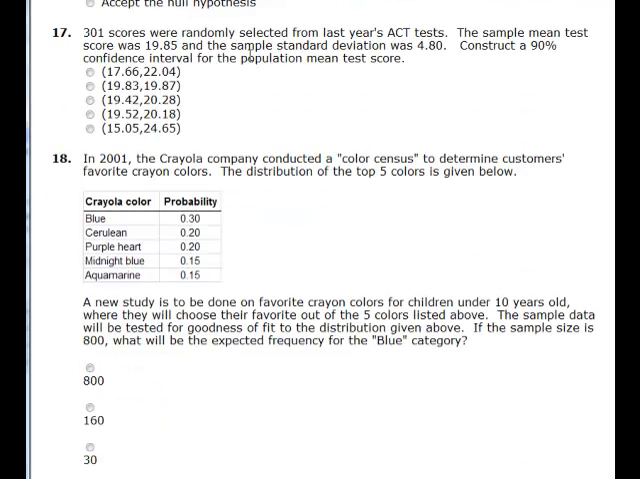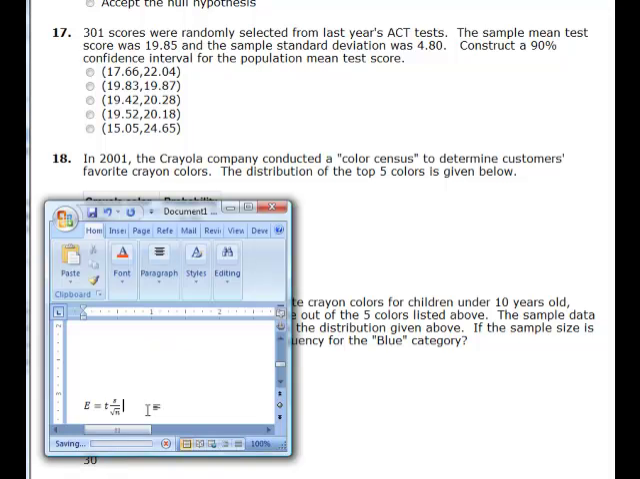Okay, next question. We've got 301 scores from last year's ACT tests. The sample mean of the test scores was 19.85, and the sample standard deviation was 4.80, and we're constructing a 90% confidence interval for the mean test score. Okay, so here's what our formula looks like. We need to use the t-table. Our degrees of freedom would be 300, and the alpha is going to be 0.10.